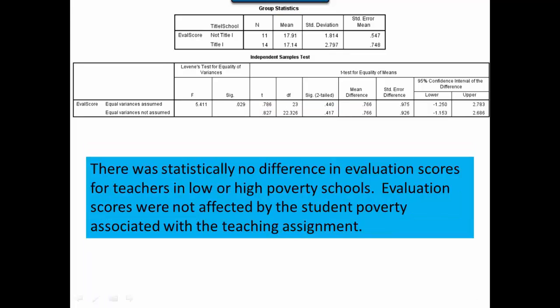So now I can interpret it. There was statistically no difference in evaluation scores for teachers in low or high poverty schools. Evaluation scores were not affected by the teacher poverty, there's teacher poverty, but the evaluation scores were not affected by the student poverty associated with the teaching assignment. Now, I would suggest you pause now and see if you can go through the reporting for question 4.